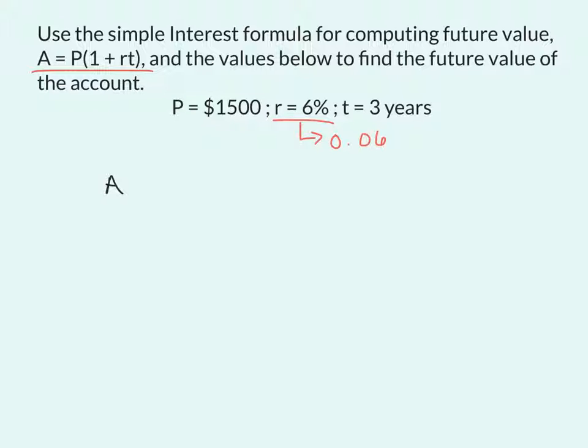So I have A equals 1,500 times 1 plus 0.06 times 3. First, we want to work within our parentheses. So I'm going to perform the multiplication within the parentheses first. 0.06 times 3 is 0.18.